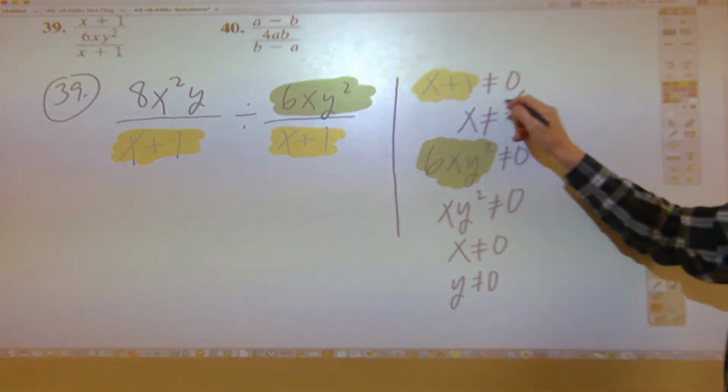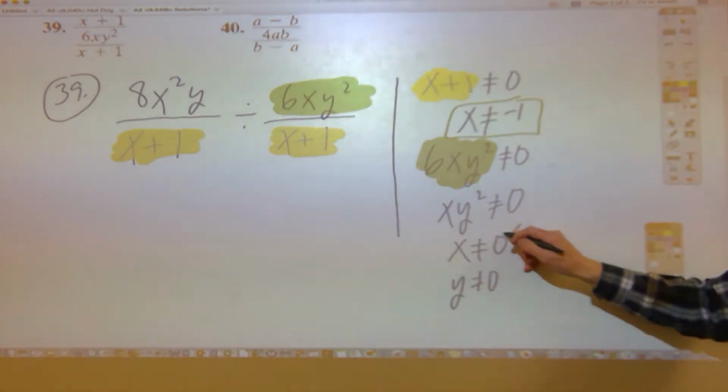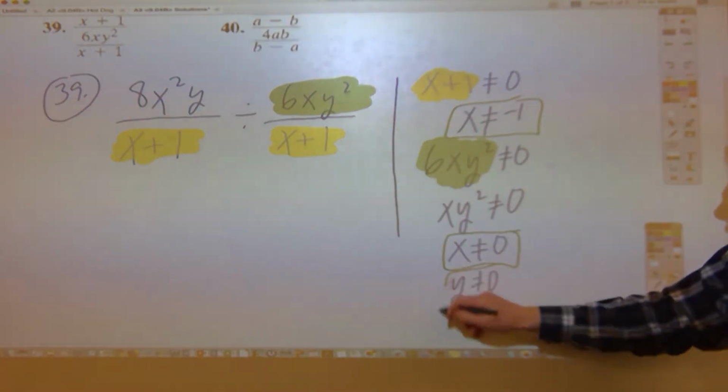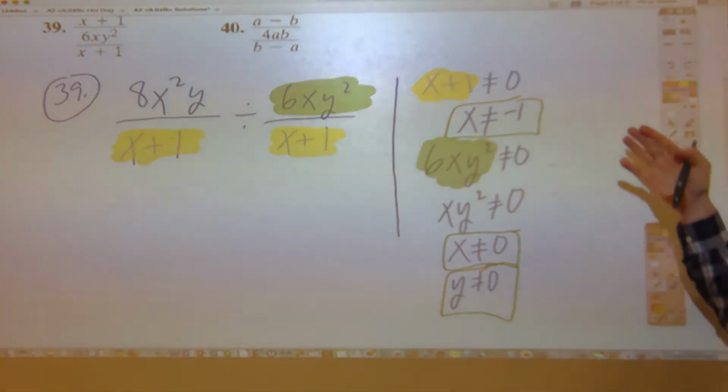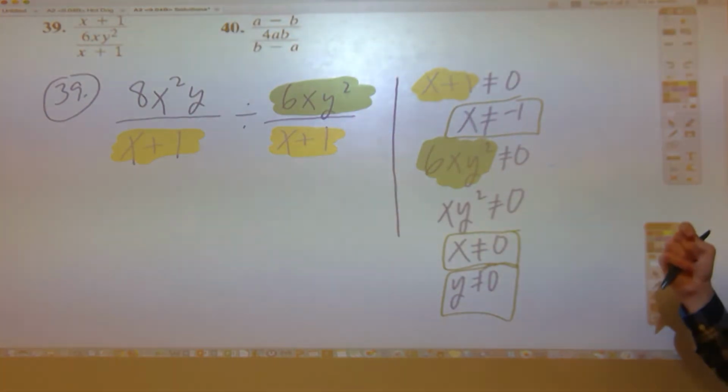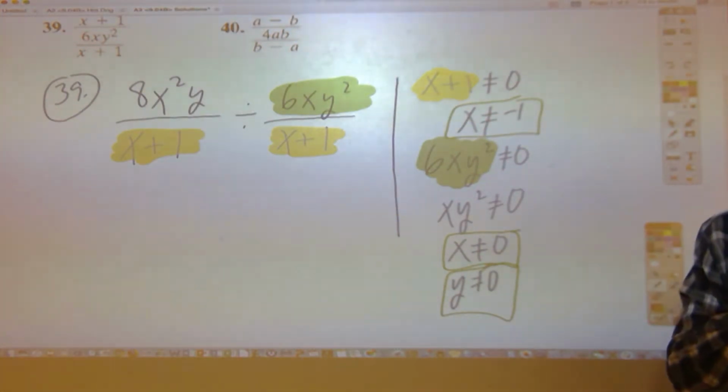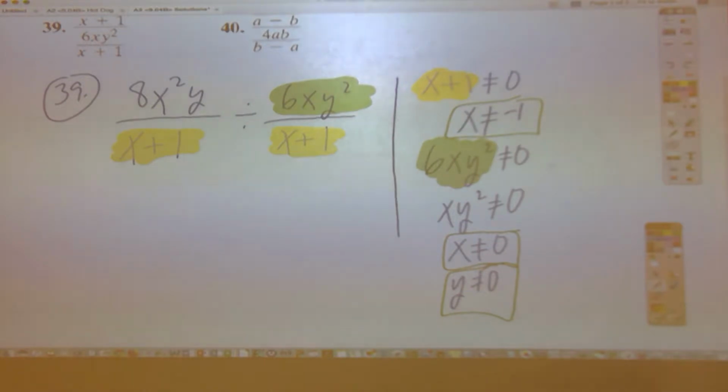The first restriction is that x cannot equal -1. x cannot equal 0, y cannot equal 0. Let's just pause here. We don't want to rush past this. Does anyone have any questions as to where the three restrictions came from? All right, now let's go back and actually finish the problem.